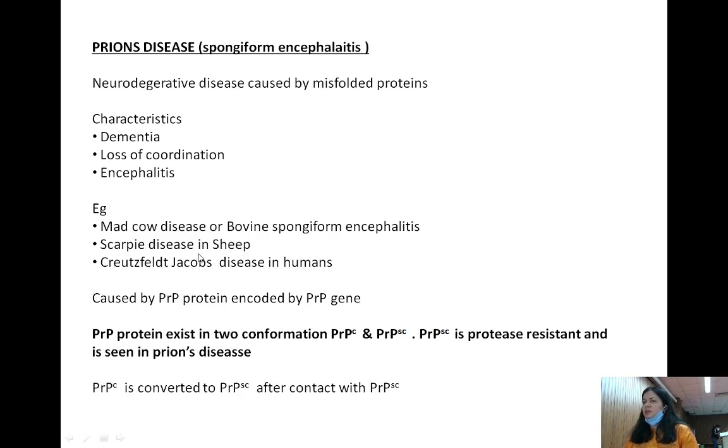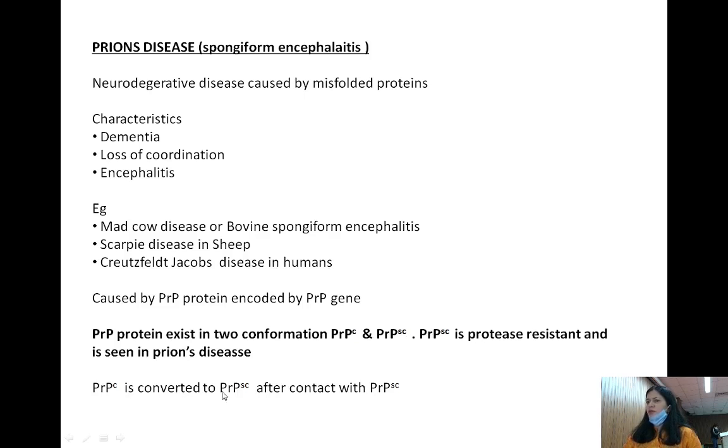Okay, so these are a few examples of Prions disease. The disease name is different in different species. So what is the causative agent here? It is a prion protein, the PrP protein, which is encoded by a PrP gene. This PrP protein exists in two conformations. One is PrPC, which is found in normal cells, and PrPSc, which is the infectious prion particle which causes the Prions disease. This PrPSc is resistant to protease enzyme.